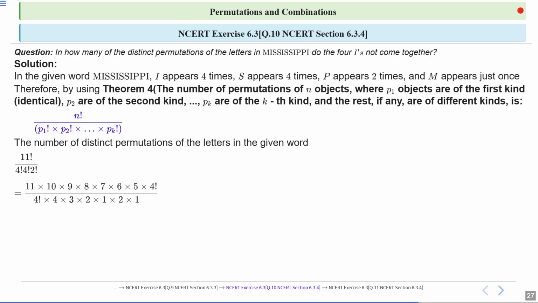Now let's simplify this expression. We have 11 into 10 into 9 into 8 into 7 into 6 into 5 into 4 factorial upon 4 factorial into 4 into 3 into 2 into 1 into 2 into 1. Continuing with the simplification, we get 11 into 10 into 9 into 8 into 7 into 6 into 5 upon 4 into 3 into 2 into 1 into 2 into 1. After performing the calculations, we find that the total number of distinct permutations is 34,650. So the number of distinct permutations of the letters in the given word is 34,650.